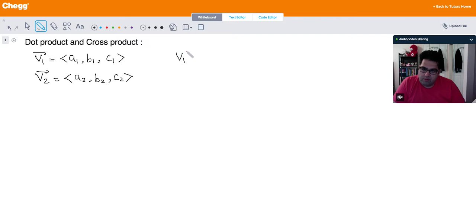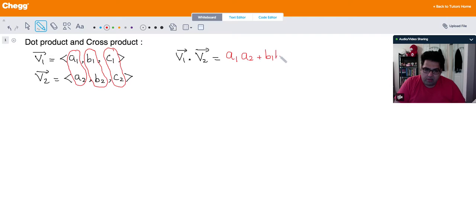So v1 dot v2 is a dot product, and it's defined as multiplying the corresponding components and adding all together. So I'm going to multiply these two together and add the result with the multiplication of these two, and then adding the result with the multiplication of these two. So it's going to be a1 a2 plus b1 b2 plus c1 c2. That's going to give us the result for the dot product between v1 and v2.